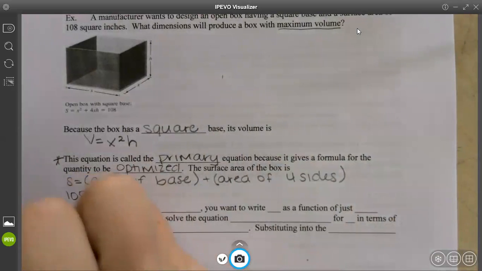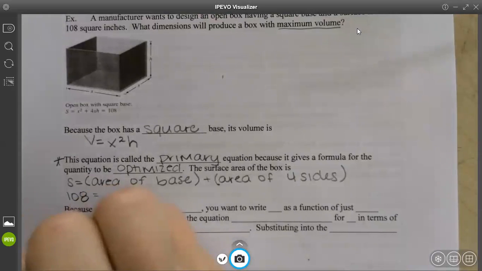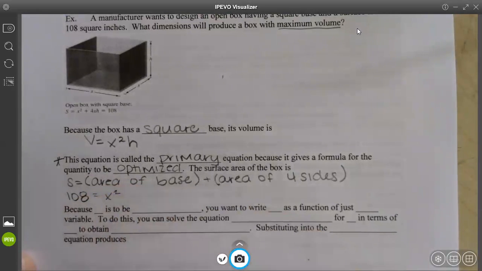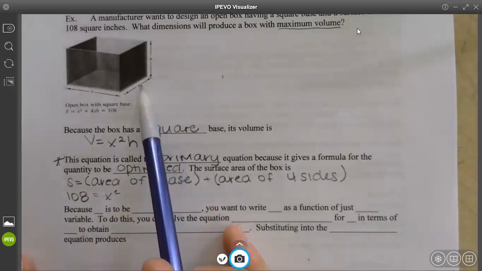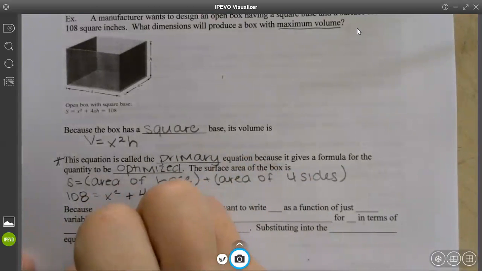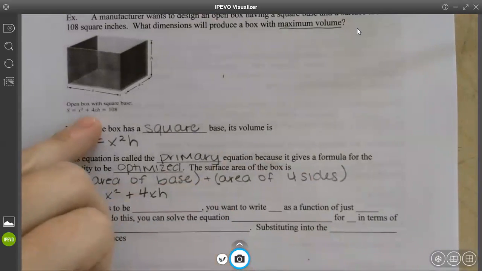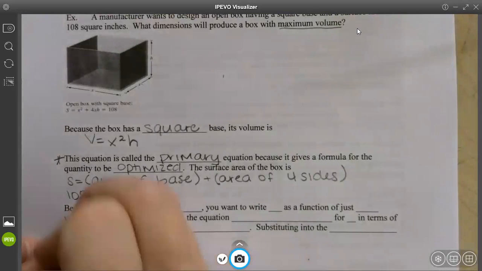It told you that the surface area was 108. We know that the area of the base is x squared. How do you find the area of each side? Length times width, x times h, and there are 4 of those. So that's where this little formula under here comes from. Does everybody understand how I got that formula? So again, it's the area of the bottom, x squared, plus the area of all the sides. And since the base is square, all the sides are the same. So 4x times h.